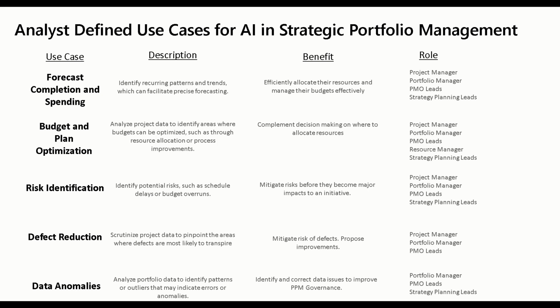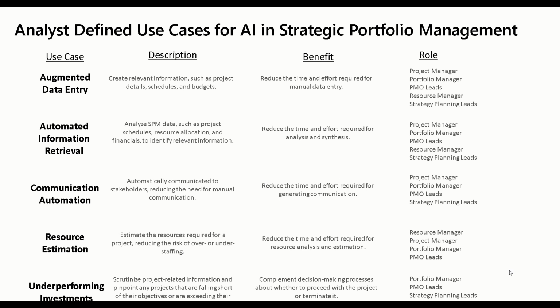And then finally, data anomalies. I think in this area the area of governance is going to be enhanced significantly, because we're going to be able to identify outliers, indicate errors, and then take corrective action on our project and portfolio initiatives. So in most cases, you can see that the project manager, portfolio manager, and PMO leads are the primary actors. Obviously, for the resource scenarios, the resource managers are the primary actors. But we've tried to address a lot of these.